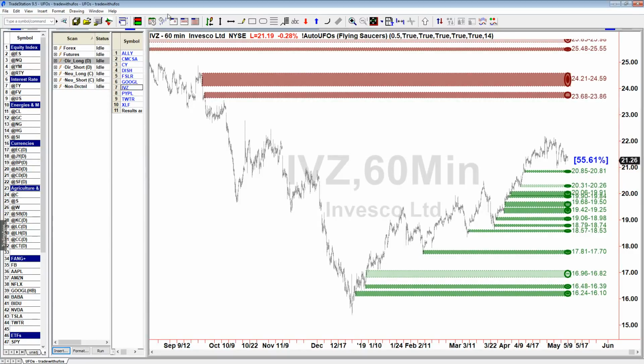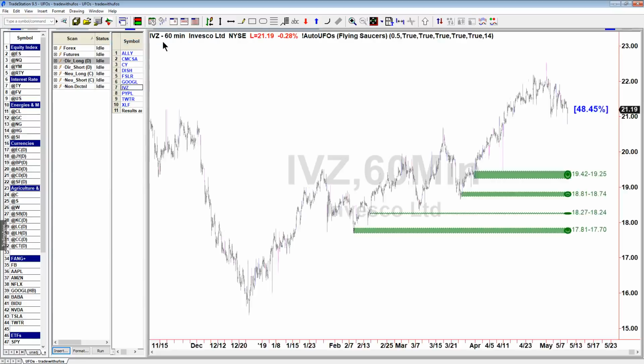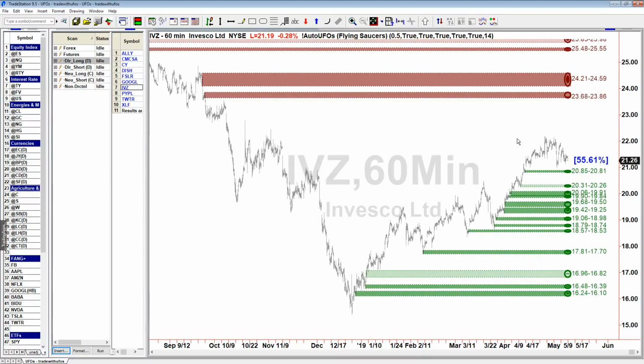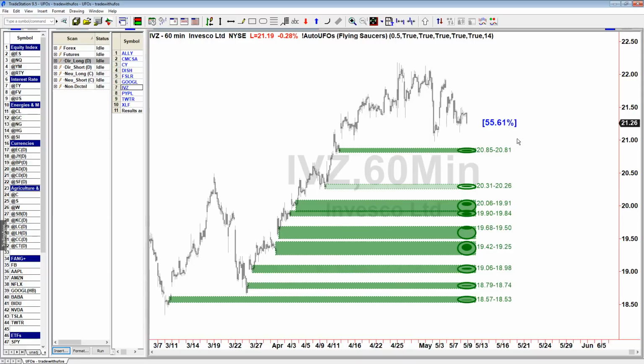Well, in the regular session hours, we got 55% performance, UFO performance stats. If we look at pre and post market, we got 48. So notice how Invesco is traded more heavily during regular market hours instead of traded overnight. Okay, so I'm gonna ignore that. And therefore, I can see I have a green UFO relatively close to price, which is 2085.